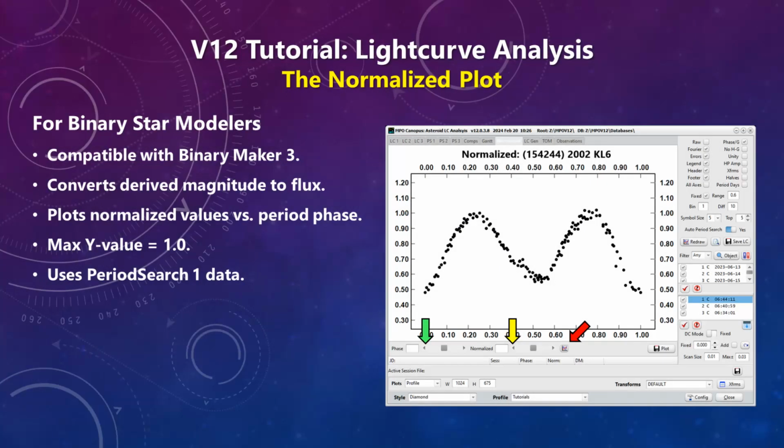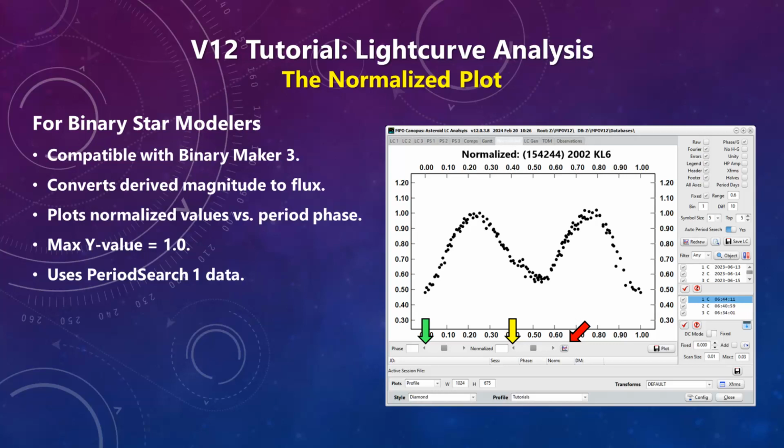When using a binary star modeling program, such as Binary Maker 3, the data must be converted from magnitudes to flux values, and then normalized to values between 0 and 1.0. The largest flux value, actually the average of several on either side, is set to 1. All others have lower values.